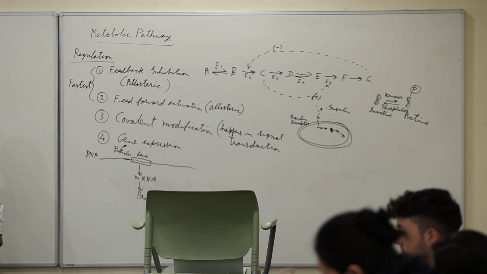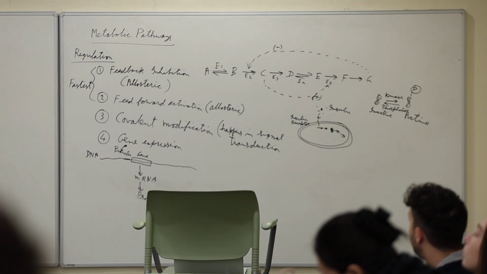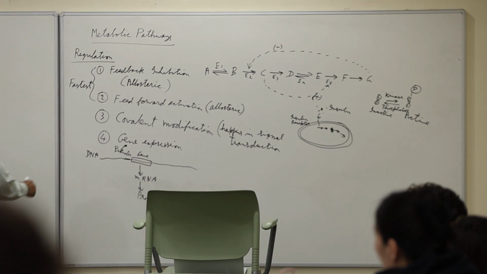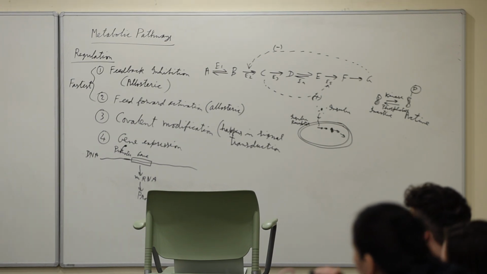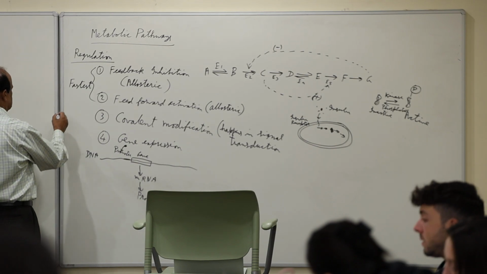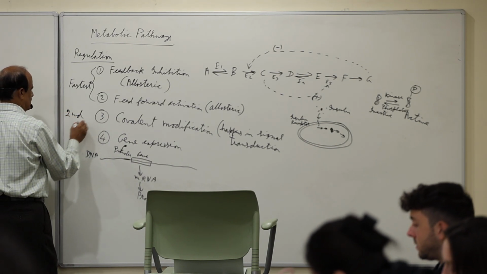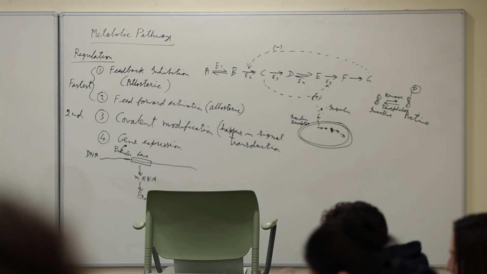If you want to turn on or turn off a pathway, the fastest way to do it is by allosteric regulation. Covalent modification is actually a reaction, so every reaction takes a certain time. And so that will be the second fastest. And gene expression is the slowest because there are multiple steps involved.